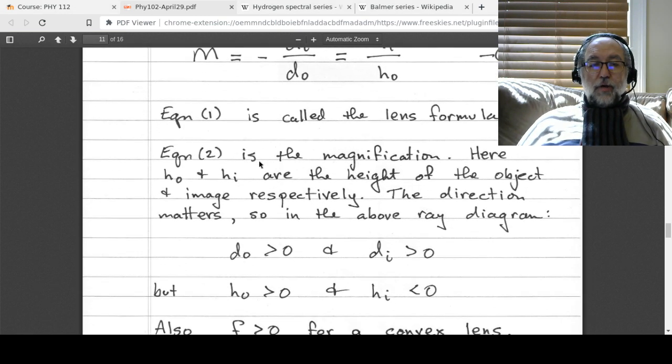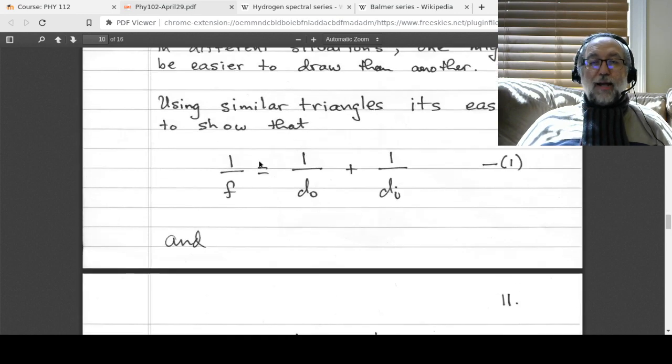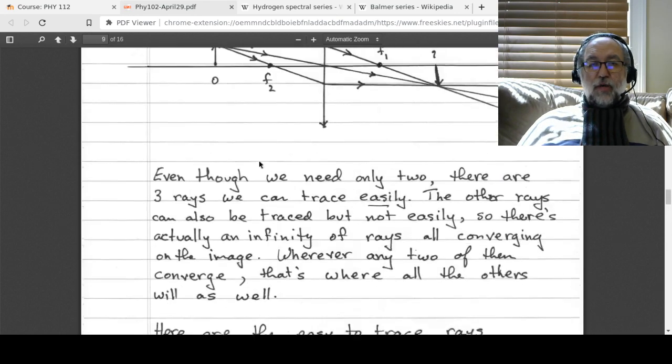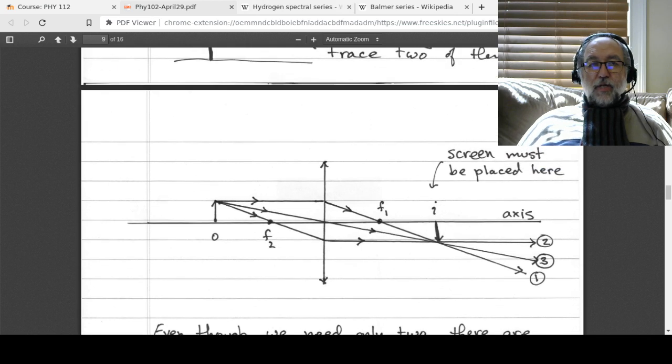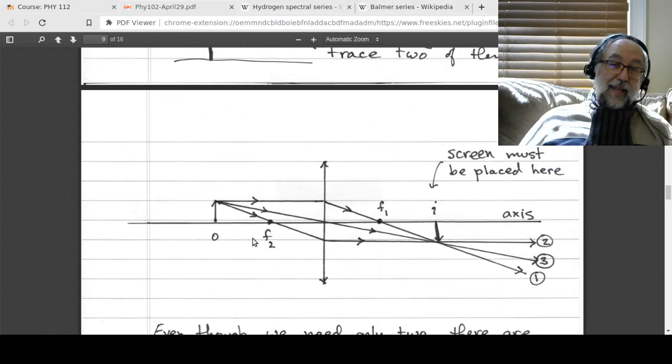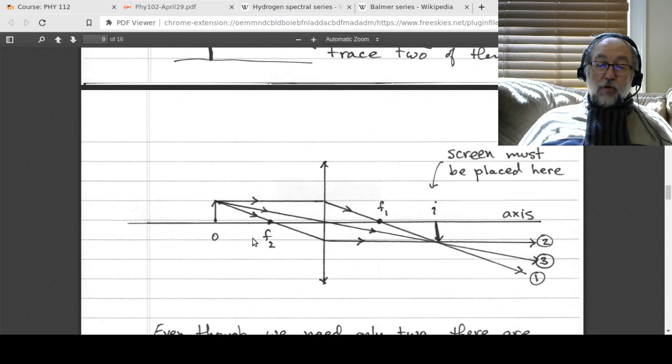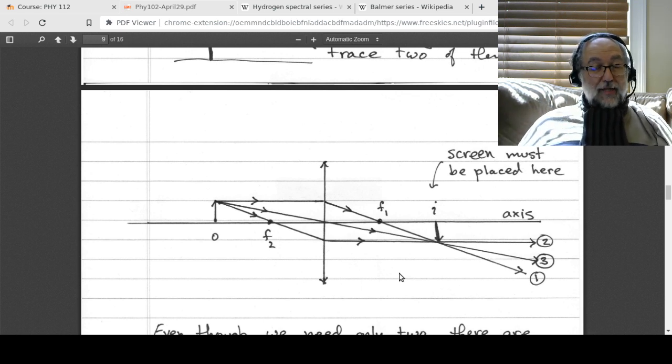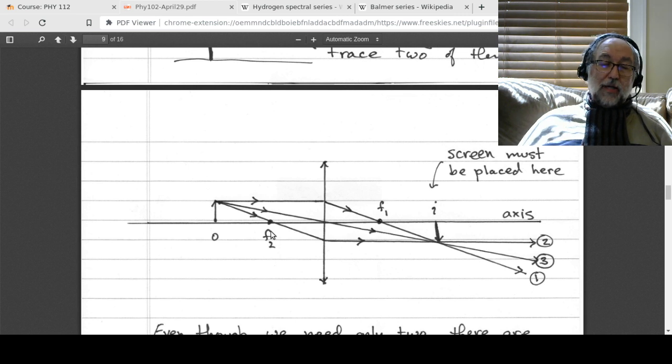So how do the signs work? Well, let me go back to the diagram. This is probably the easiest way to show you how the signs work. In this particular diagram, if DO is on the left-hand side of the diagram, then DO is positive. If DI is on the right-hand side of the diagram, then DI is positive. So in this case, both DO and DI are positive. HO is positive if the object is pointing up. You should always make the object point up, so HO should always be positive. But HI can be either positive or negative. HI is positive if the image is pointing up, but it's negative if it's pointing down.